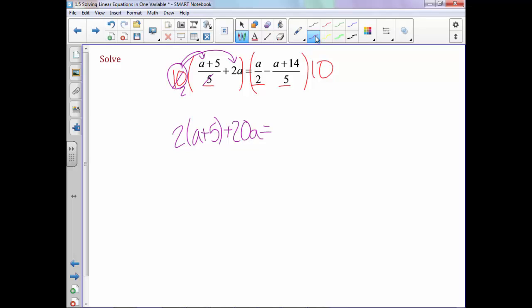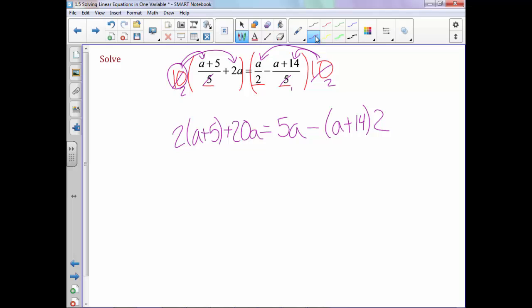On the right side, when we multiply the 10 times the a over 2, the 10 and the 2 will cancel. We're left with 5a minus, and on the next one, when we have 5 in our denominator multiplied by 10 in numerator, this 5 will cancel out, and this is left with a 2. So we'll have a plus 14 times 2.